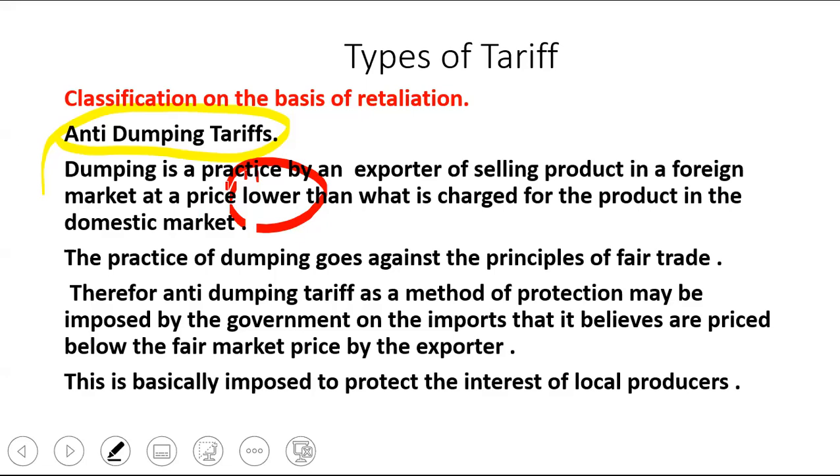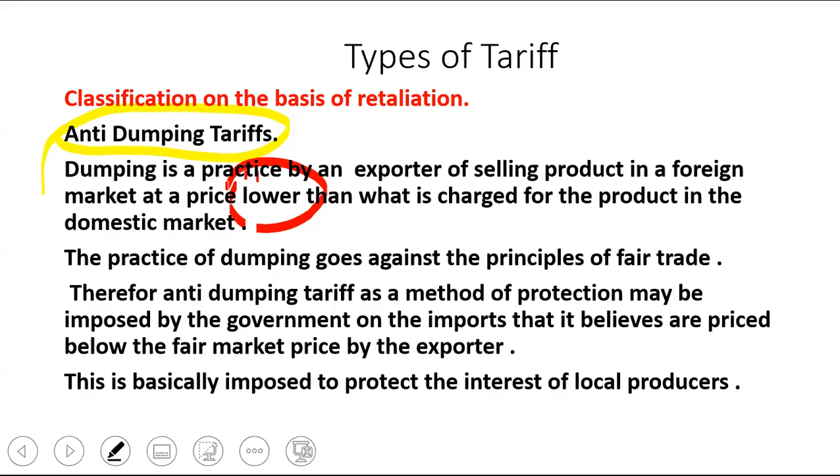And in their own country, they charge a high price. Exporter: the one selling a product in a foreign country. Exporter selling product, meaning China is exporting product to India. China is the exporter, India is the importer. So how does China export the goods to India? At a lower price. In China, they will be charging a higher price.